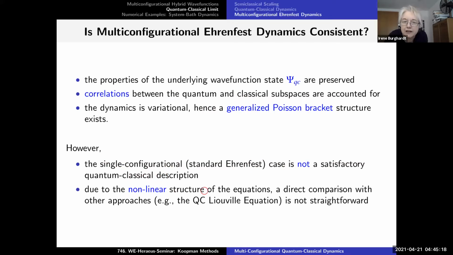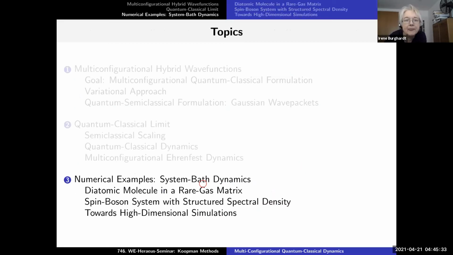Now, due to the nonlinear structure of the equations, a direct comparison with other approaches, for example, the quantum classical Liouville equation or Koopman wave functions, is probably not straightforward. So in the end, these are effective equations that we get from the variational principle.